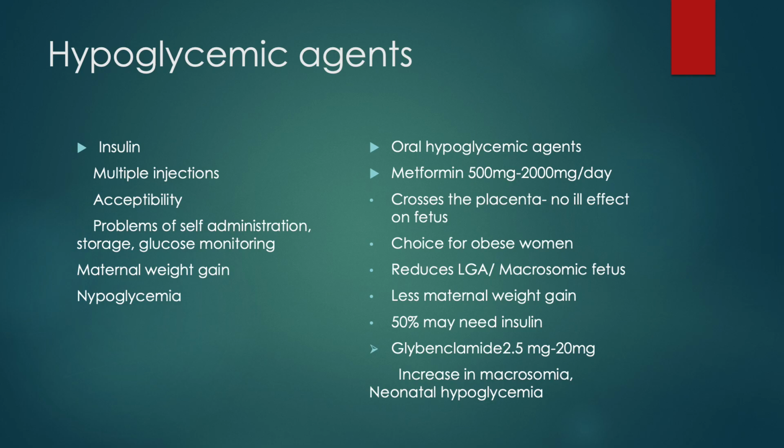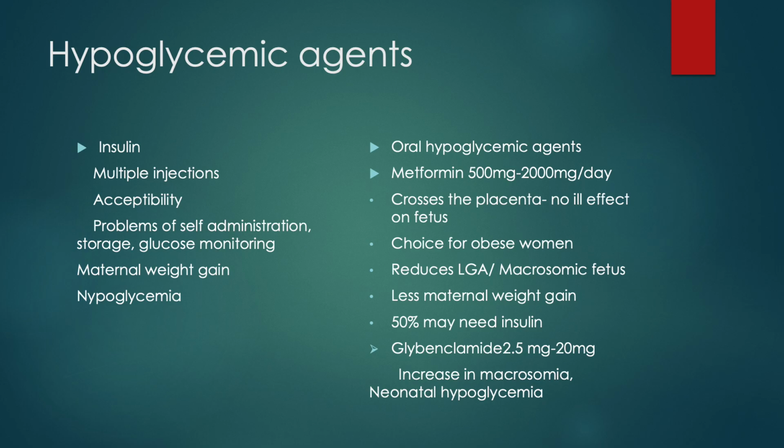Regarding oral hypoglycemic agents, the two drugs we commonly use are metformin and glibenclamide. Metformin can be used in a dose of 500 to 2000 milligram per day, and even though it crosses the placenta, no ill effect has been found on the fetus. It is a good choice for obese women because it will not cause any weight gain, in contrast to insulin. Hence, it also reduces the chance of large for gestational age or macrosomic fetuses.